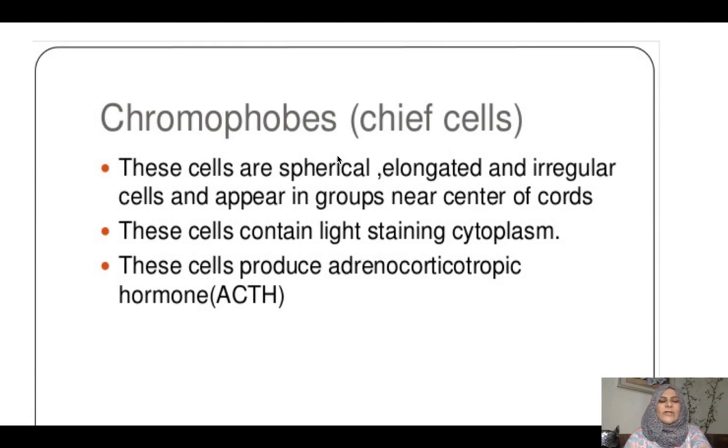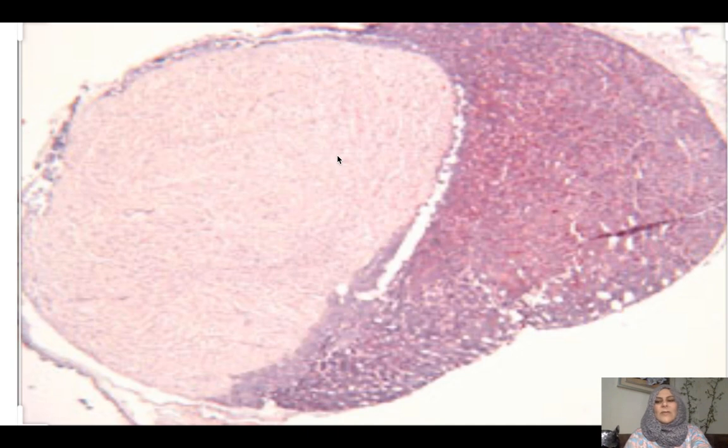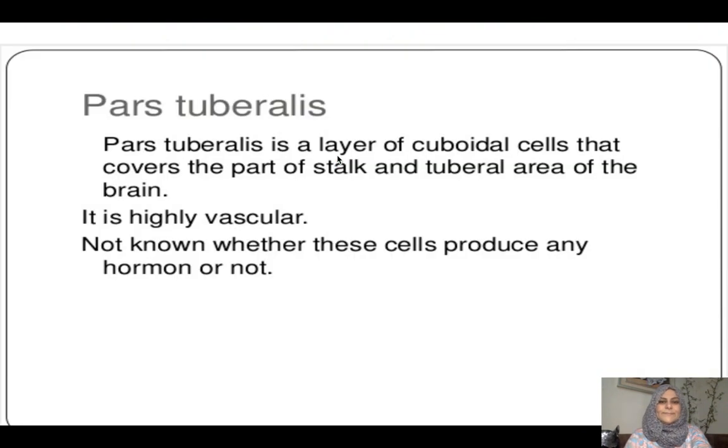الكروموفوبس قلنا هي degraded تكون chromophils, and some of the textbooks mention that they produce the adrenocorticotroph hormone، المصدر اللي بعدين يروح to the adrenal gland.